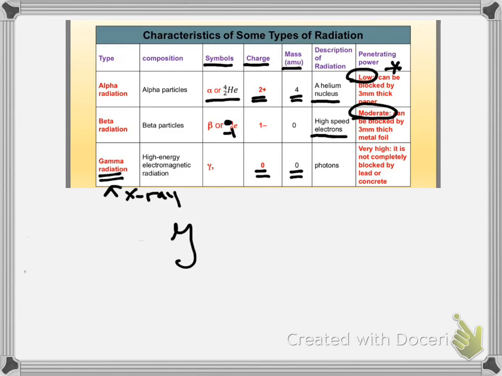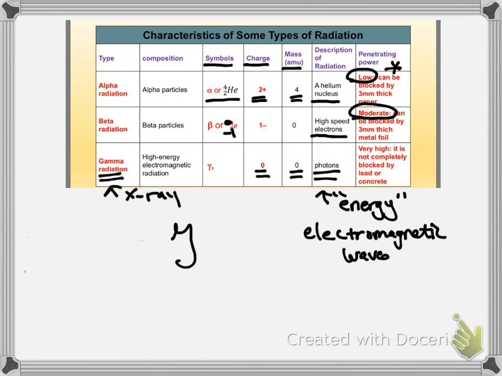Gamma radiation is called a photon. Okay? A photon is just energy. It's not a particle. It's not actually something. It's just energy. Okay? You can also write that gamma radiation is electromagnetic waves. Okay? It's like this. It's energy.